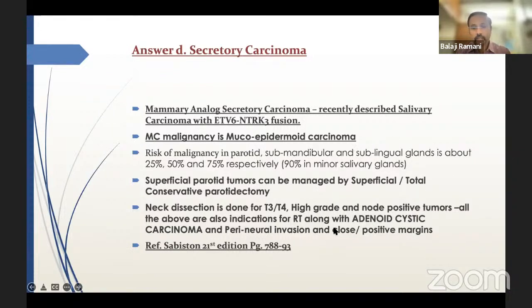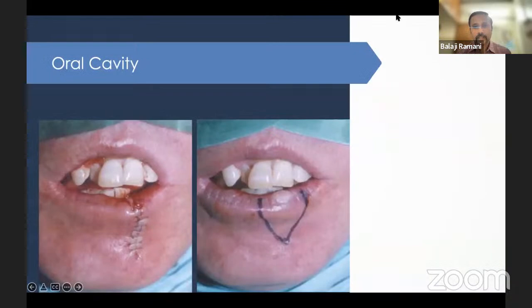So along with that, for radiation, there are other indications, which are adenoid cystic carcinoma, perineural invasion, and close or positive margins. Whereas only these three, that is T3 or T4 tumor, high grade, and node positive, are the cases where you will go for a neck dissection as far as the salivary tumors are concerned.